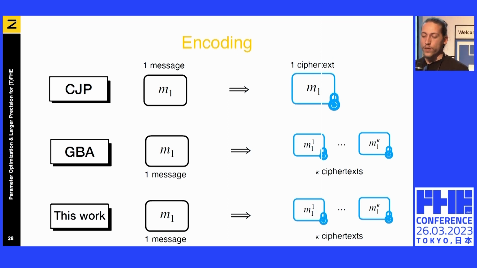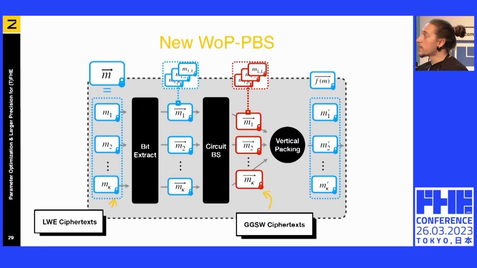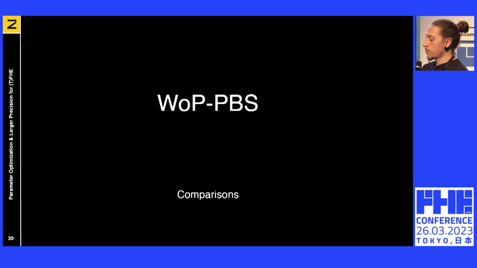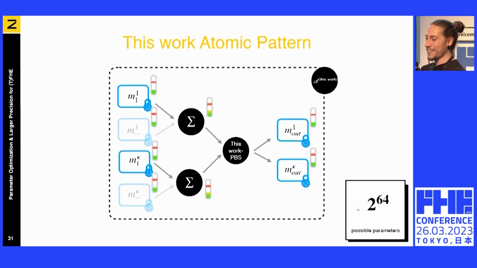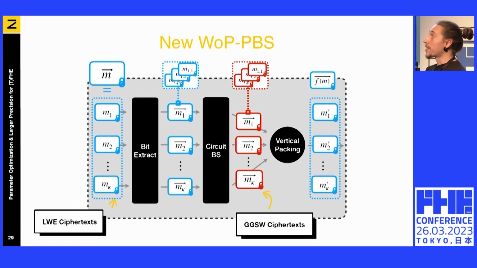So regarding the encoding, it will be the same as GBA. So that means that for one message, we will have several ciphertexts. And so this is a high-level overview of the algorithm. So as input, you have kappa ciphertexts representing your message. The first step you will do is bit extraction here. And so here you have a ciphertext containing each bit of the message.